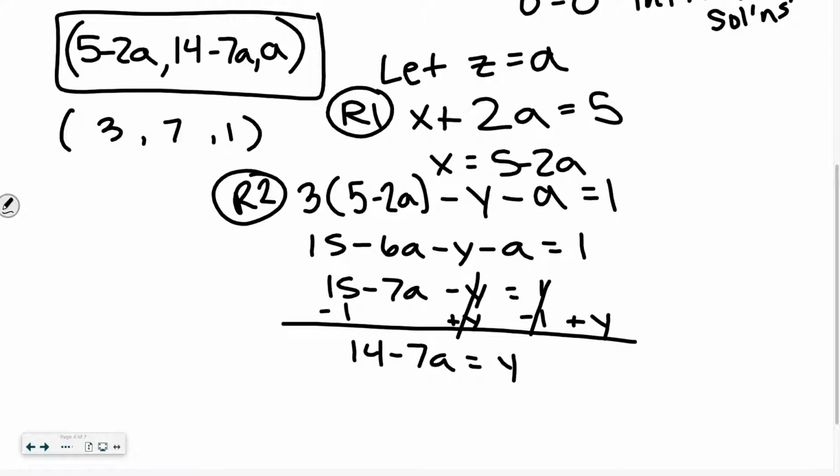Or I could let a equal 0. Then that would be 14 minus 0, which is 14, and 5 minus 0, which is 5. So those numbers should work in all equations. You don't have to list these solutions. This is the one that I want in terms of a. Questions?